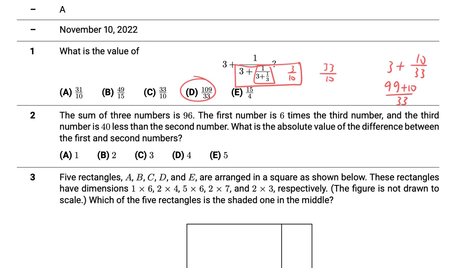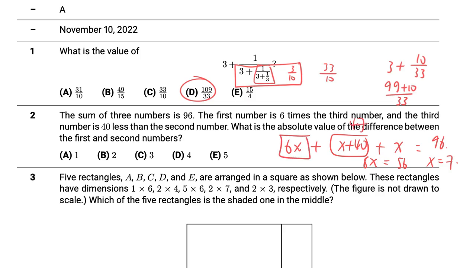The sum of three numbers is 96. The first number is 6 times the third number, and the third number is 40 less than the second number. So you have x plus 40, and 6x. The absolute value of the difference between... Okay, so you just find what these numbers are, and you can find the difference between the first and second. So the second one's 47, and this one is 42. So the difference is 5.